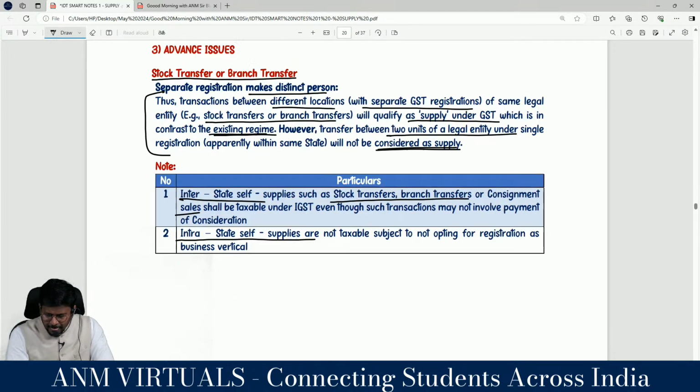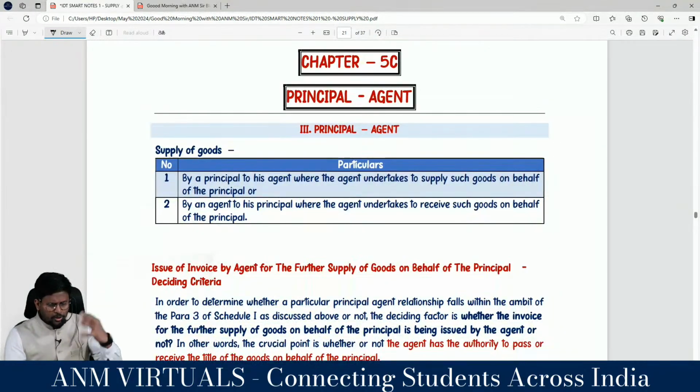Comfortable? We are going to talk about principal and agent. Here only supply will come, not the other. Sir, by a principal to his agent, where the agent undertakes to supply such goods on behalf of the principal.